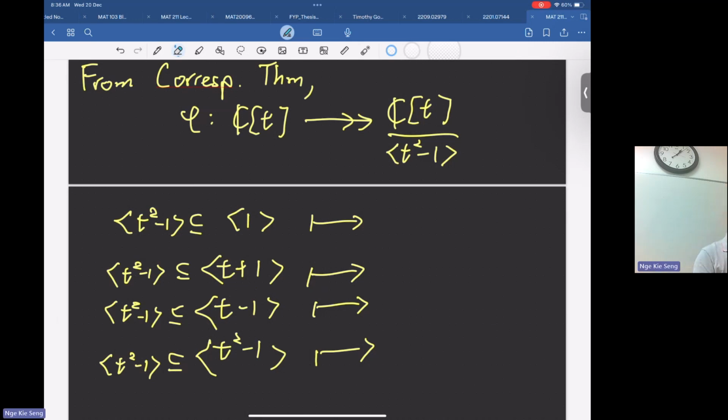So what's the image of one here? Last time I just wrote 1 plus the ideal generated by t squared minus 1, right? This is not quite accurate. Actually, it is an ideal generated by this thing. So I need to put another bracket to talk about the ideal. What is this thing? Actually, this is the whole ring, the whole quotient ring.